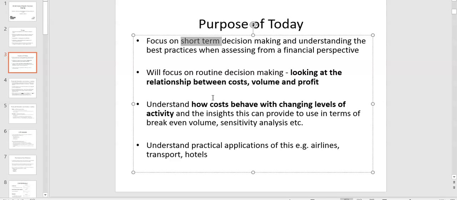If you want to know your break-even load factor, as we call it in an airline, how many bums on seats, this is what you would use. If you want to know your break-even occupancy rate in a hotel, these are the kind of principles you would use from management accounting. So it does give very practical answers and very useful information.